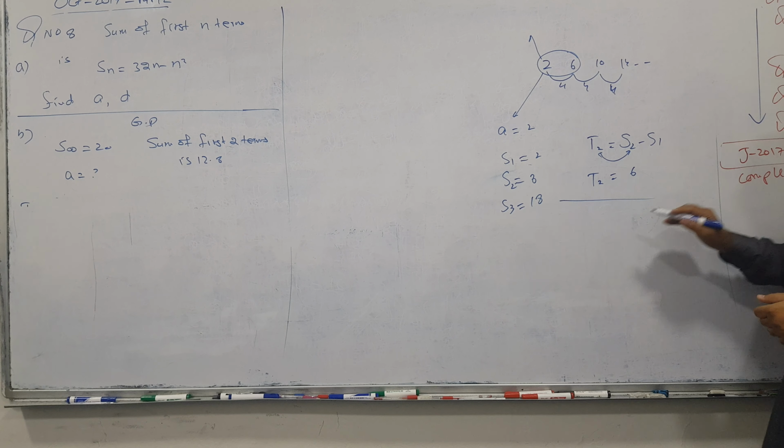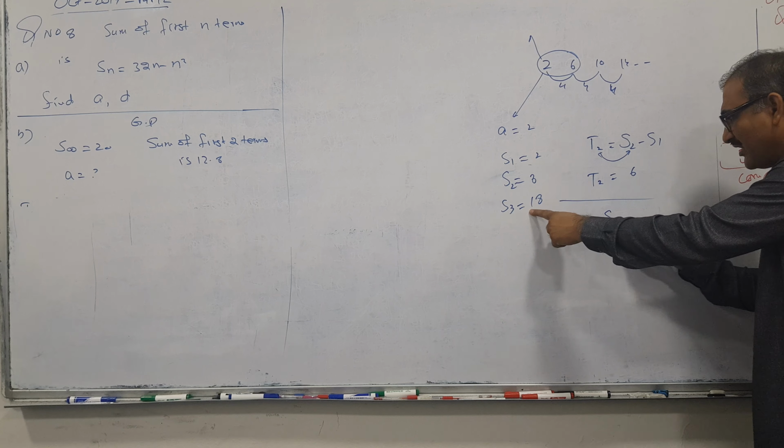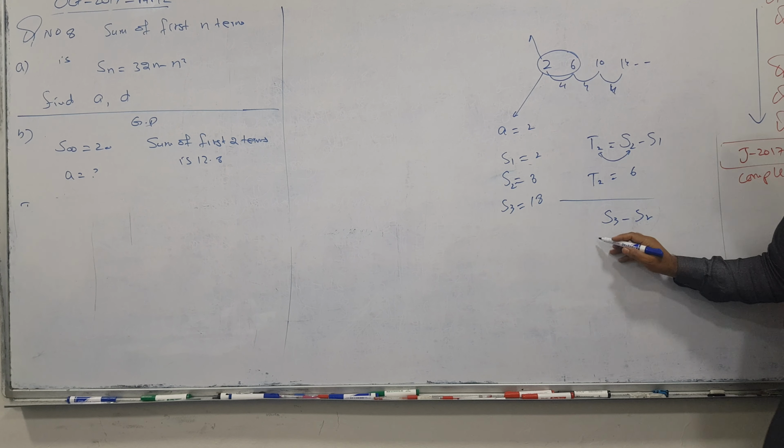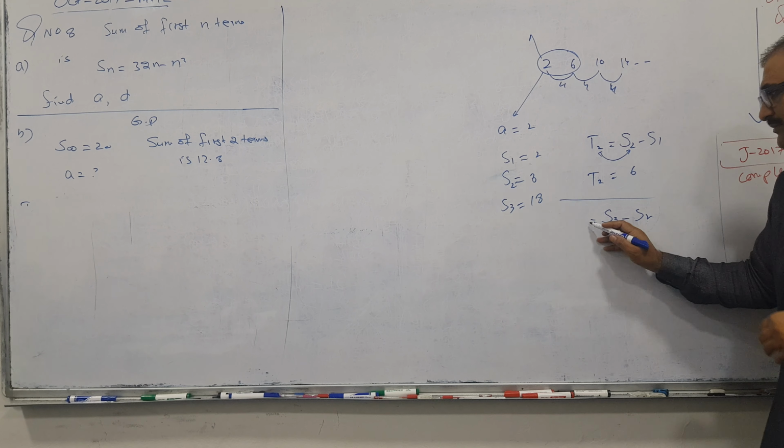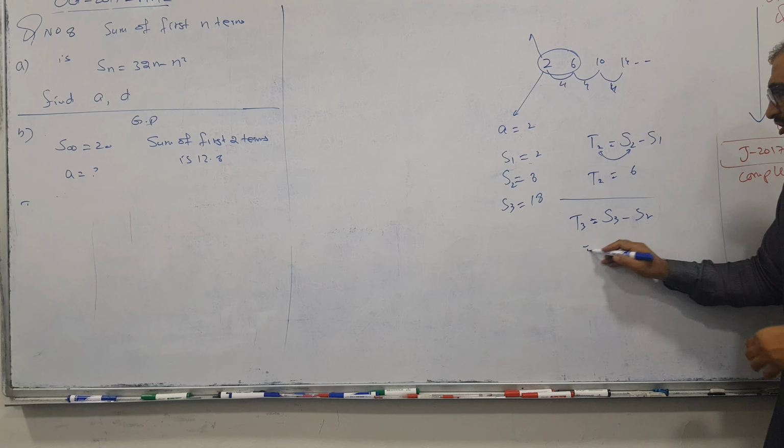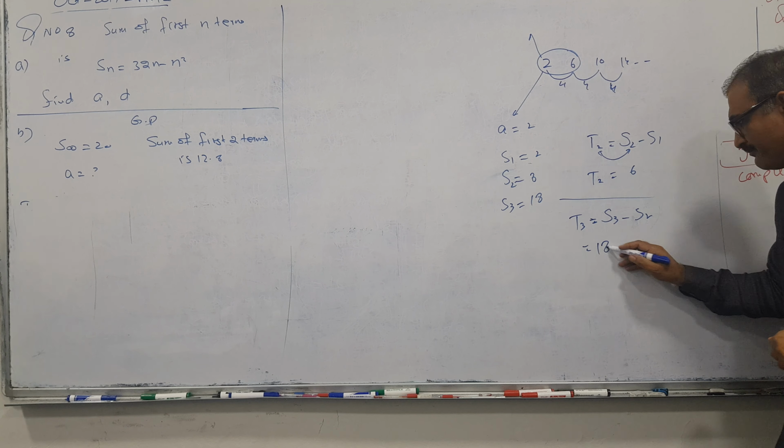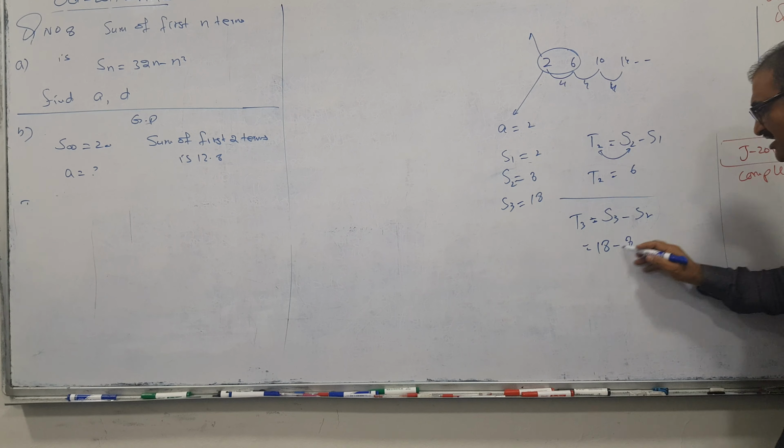Let's produce another one. For example, the sum of three terms minus the sum of two terms. And I give assurance my answer will be the third term. Let's see, correct or not. Sum of three terms is 18. Sum of two terms is 8. If you subtract them, I get 10. And see, 10. So it means you got a basic formula.